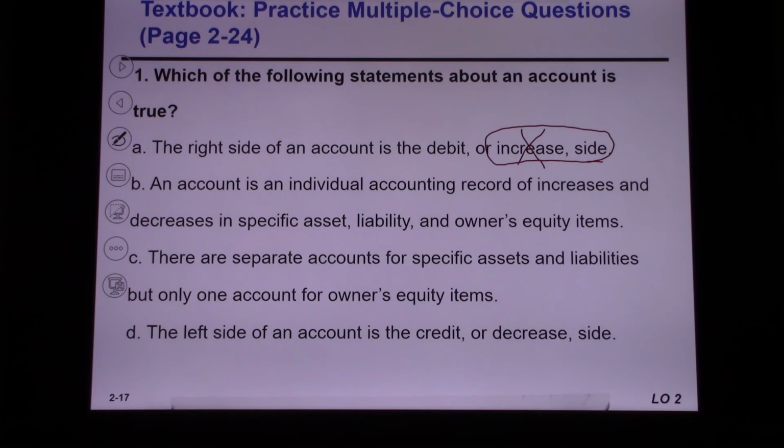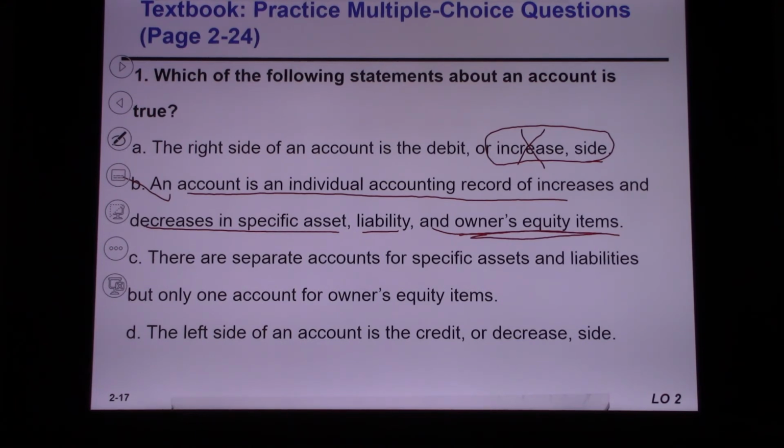An account is an individual accounting record of increases and decreases in a specific asset, liability, and owner's equity item. True, this is the definition of an account. An account will provide you with a summary, an individual record that mainly tracks any increase or decrease in a specific asset account, such as cash, equipment, accounts receivable, or any specific liability such as accounts payable, notes payable, salaries payable, or any individual owner's equity account.